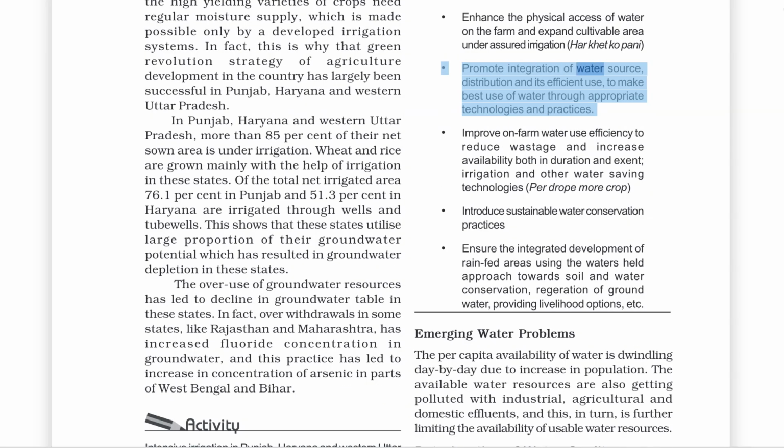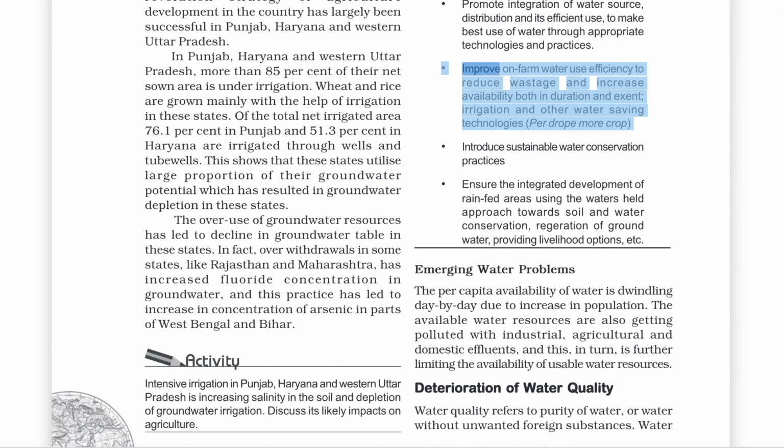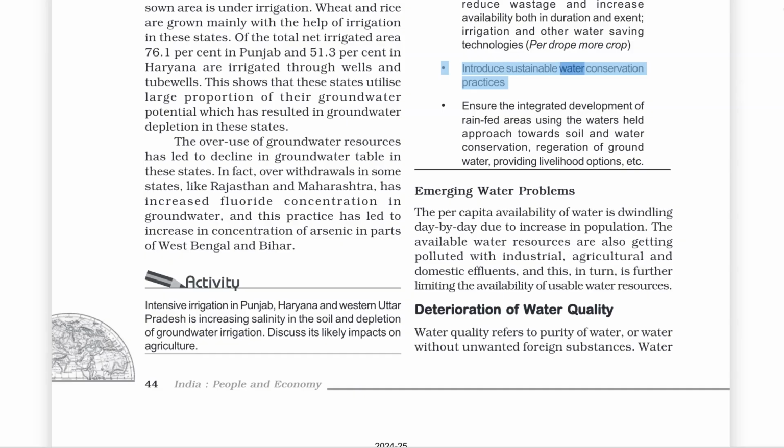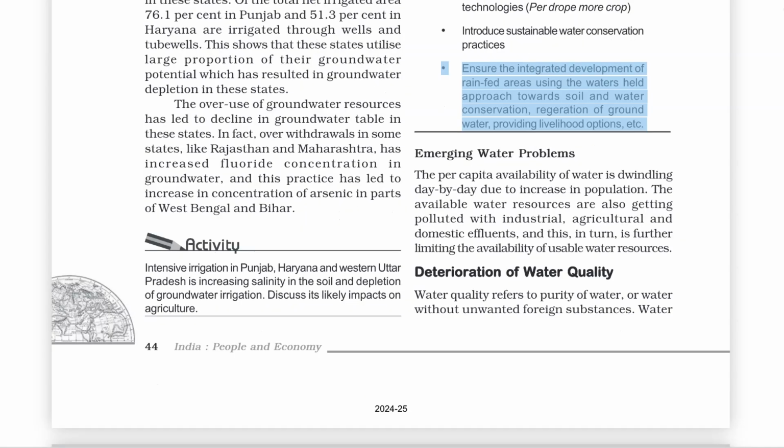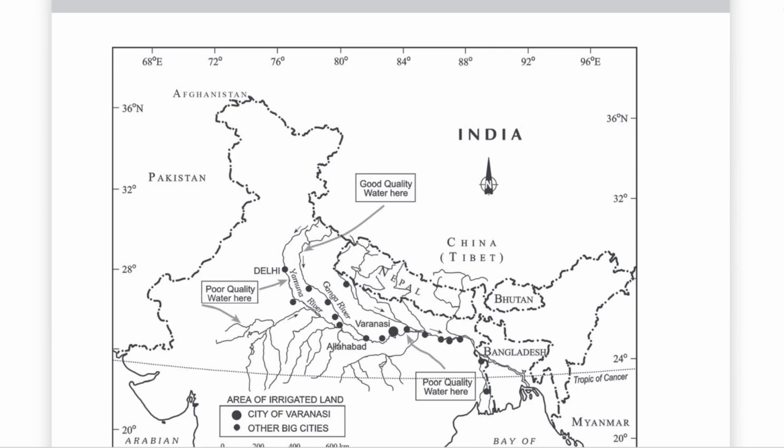Promote integration of water source, distribution, and its efficient use to make best use of water through appropriate technologies and practices. Improve on-farm water use efficiency to reduce wastage and increase availability both in duration and extent. Irrigation and other water-saving technologies, per drop more crop. Introduce sustainable water conservation practices. Ensure the integrated development of rain-fed areas using the watershed approach towards soil and water conservation, regeneration of groundwater, providing livelihood options, etc.